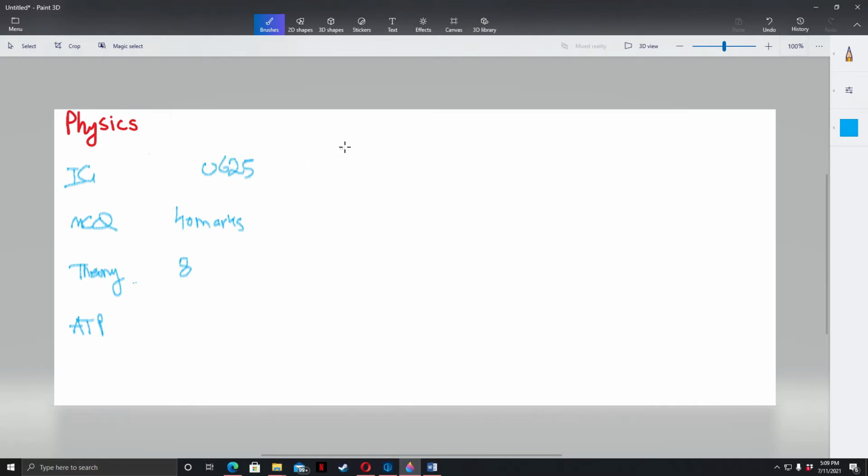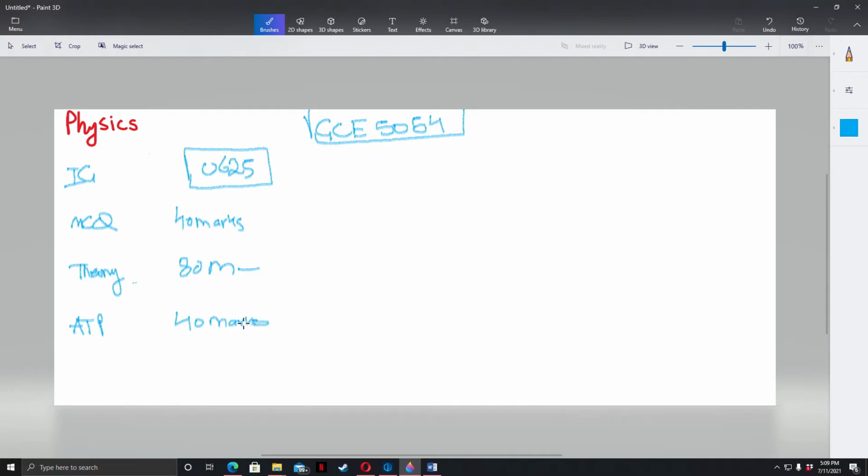And if I missed the code for GCE, it was 5054, and for IGCSE it is 0625. So we have 80 marks for theory, and 40 marks, as opposed to 30, for the ATP.